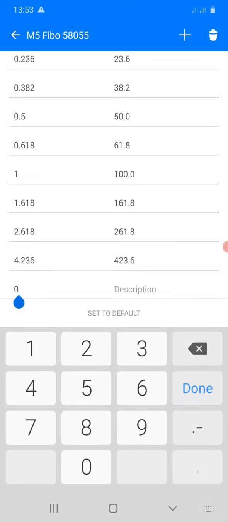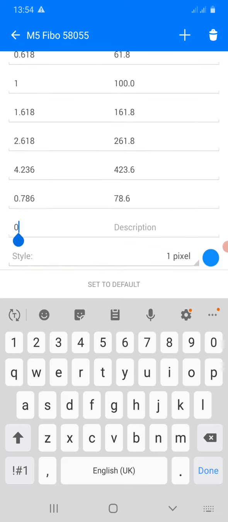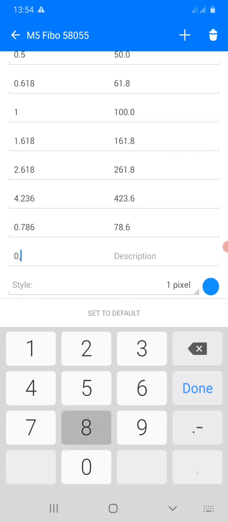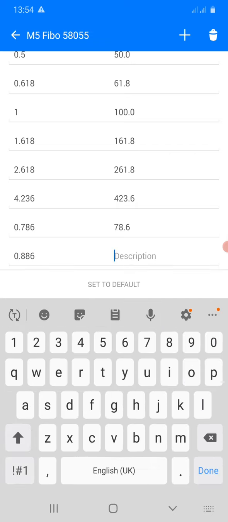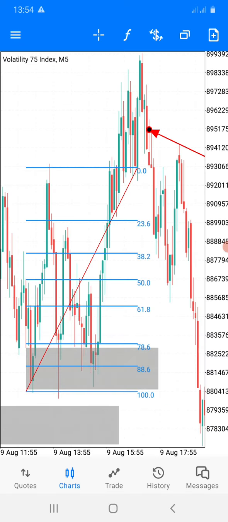You can put 0.786. Then in your description, you put 78.6. Then you click on the plus again to add another one, which is 0.886. Then in your description, you add 88.6. And then when you are done with that, you click on done, and then you will increase the pixels so that it can be bold enough to see. Then you go back and click on done, and this is what we are having here as our Fibonacci.